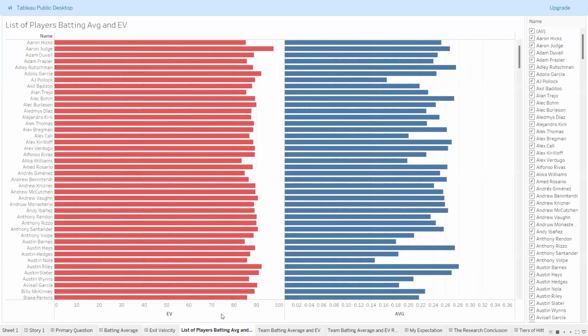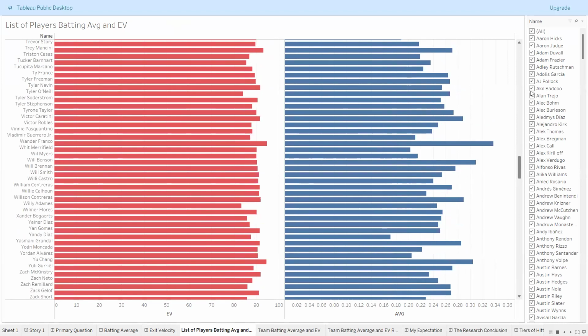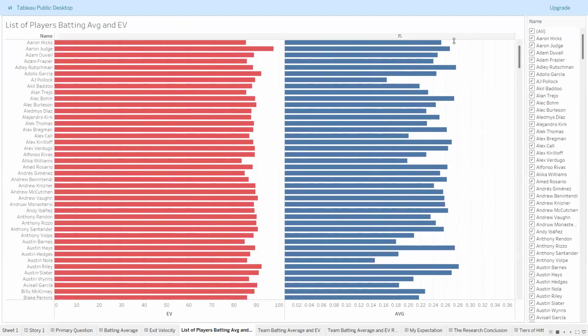And right here, I have basically every player in Major League Baseball. You can scroll down these names. There's over 400, I believe 462 names of every player, their batting average, and their exit velocity. So you can see the average will be AVG, and the EV will be 97.60 here. And you can see them listed in both graphs right here.